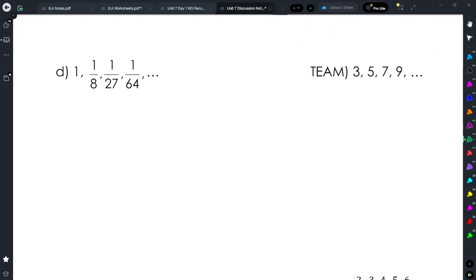All right, letter D. We have a fraction here this time. The numerator is always 1. And the denominator is growing quickly, so we're not adding anything each time. So again, I'm thinking first term, second term, third term, fourth term. Well, I know that 2 to the third power is 8, 3 to the third power is 27, and 4 to the third power is 64.